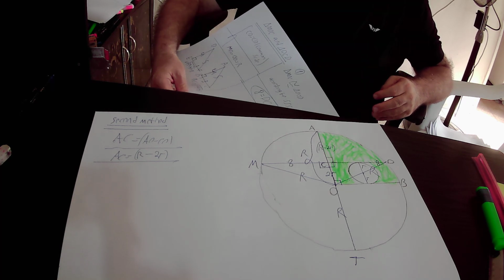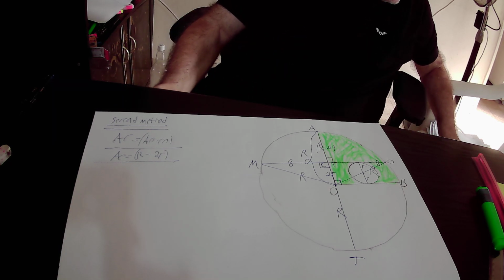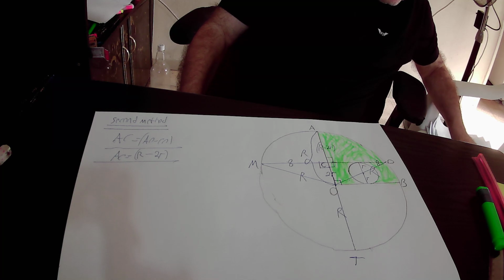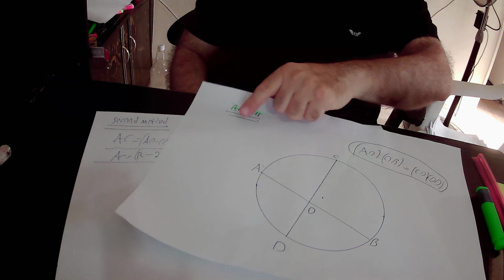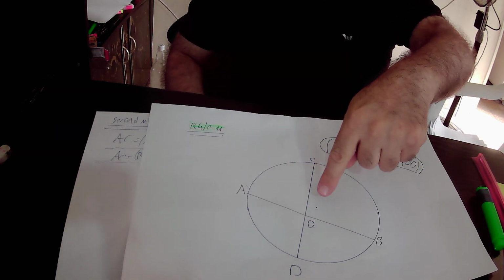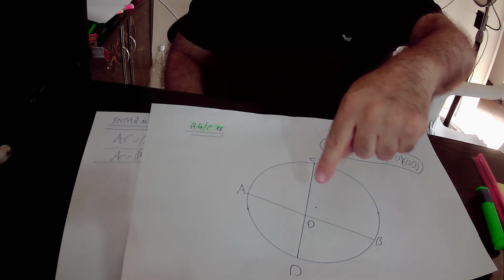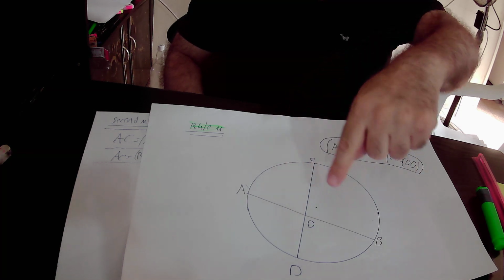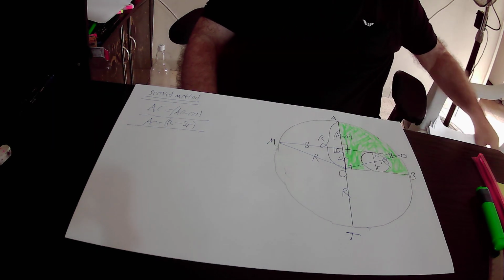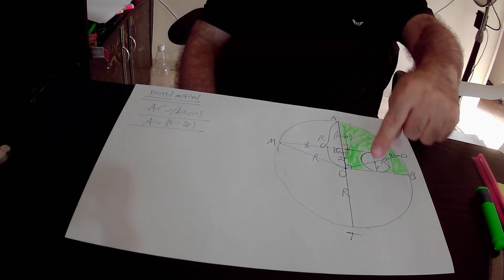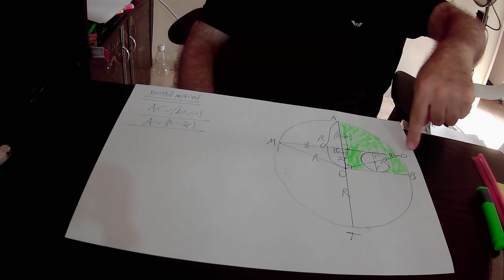Then I presented to you rule number 11, and we implement rule number 11 in our drawing. According to rule number 11, if chord AB intersects with chord CD at point O, then AO times OB equals CO times OD. Again, AO times OB equals CO times OD. We can implement rule number 11 in our drawing. Why? Because in our drawing we have chord AT that intersects with chord MD at point C.